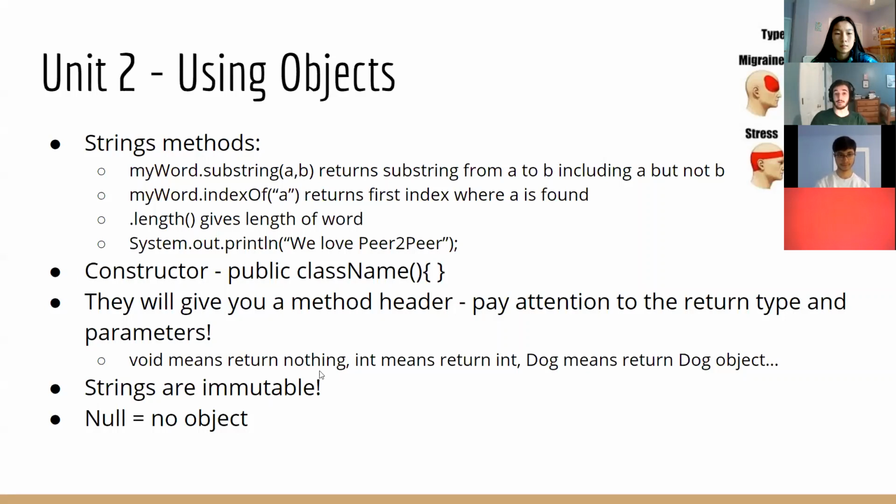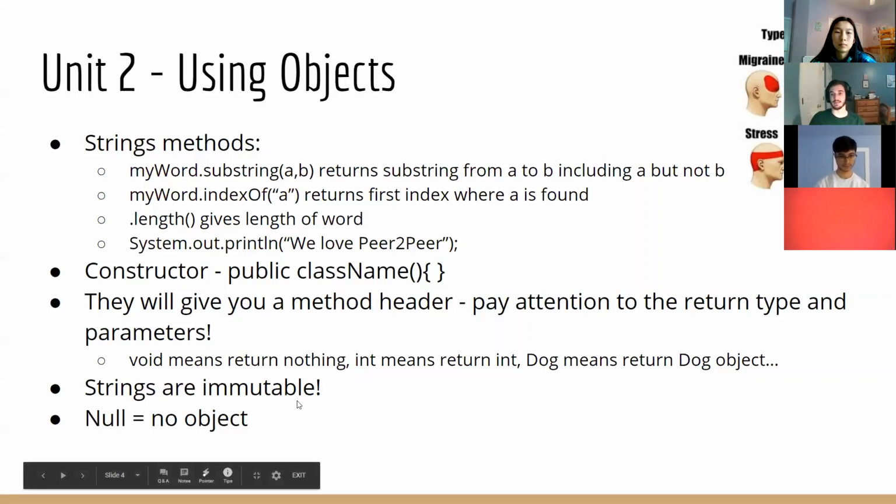Strings are immutable objects, which means that after they're created, they cannot be changed. You can copy a string into another string if you want to make a change, but you can't change the actual string itself. And null is an empty object with no type.